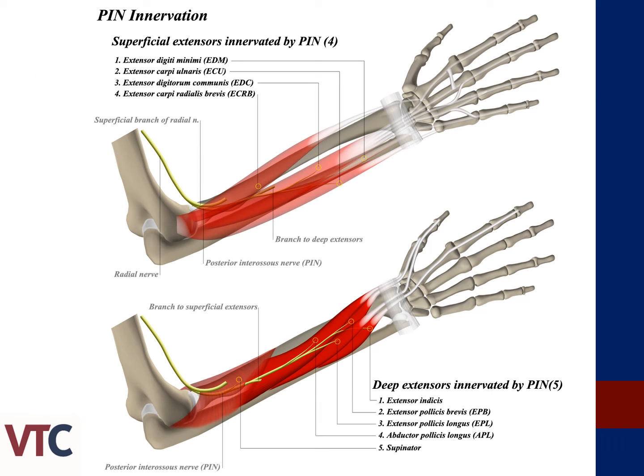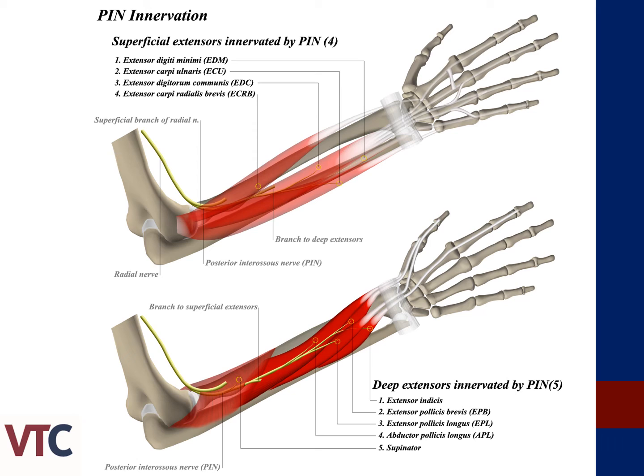Here is a depiction of the course of the PIN. The PIN passes under the arcade of Frosch, which is that leading aponeurotic edge of the supinator, between the 2 heads of origin of the supinator muscle. It will make direct contact with the radial neck and then pass over the abductor pollicis longus in order to reach the interosseous membrane, where it will traverse distally along with the posterior interosseous artery.